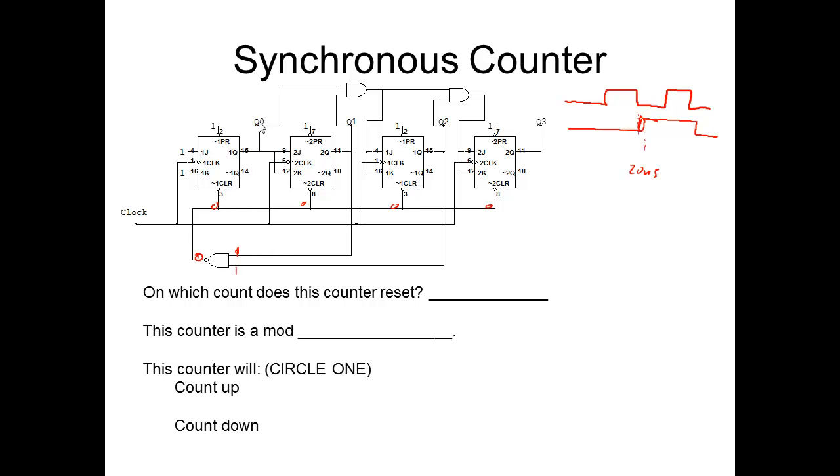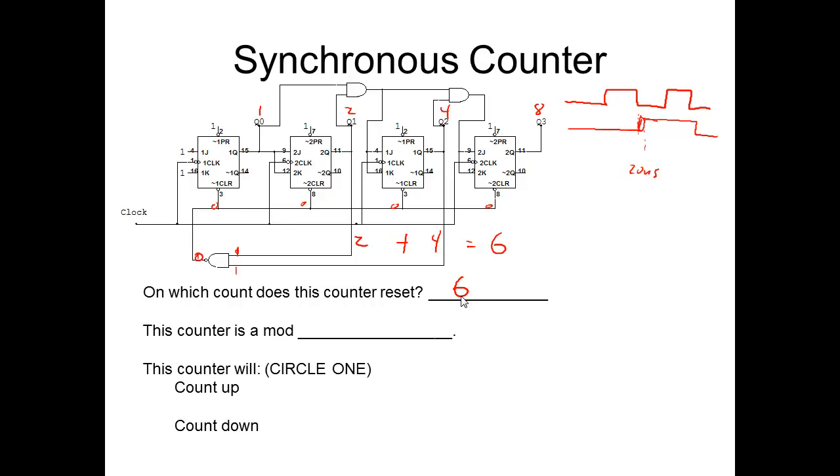The easiest way to do this is to number your Q0, 1, 2, and 3 as binary: 1, 2, 4, and 8. Q0 is 1 because that's our least significant bit, and Q3 is 8, the most significant bit. Then you look and see which ones these are attached to. It's attached to a 2 and to a 4. Add those up, and it equals 6. So on which count does it reset? It resets on the number 6.